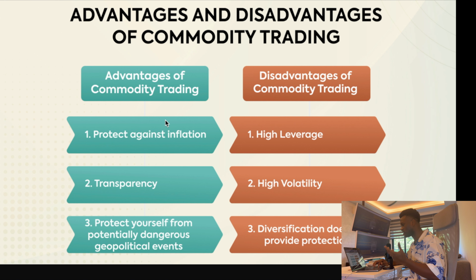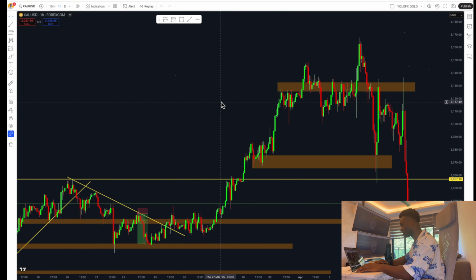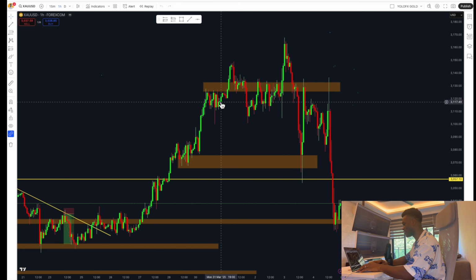Aside from that, let's get into the video without wasting your time. So the first and foremost thing in terms of the strategy, the first thing you need to realize is that in trading commodities, especially gold, you have to first mark out the key zone.